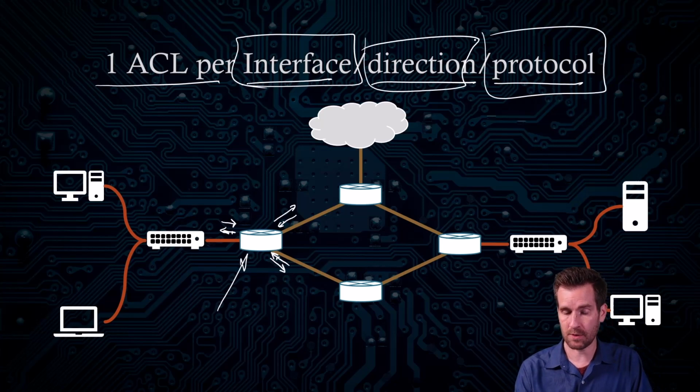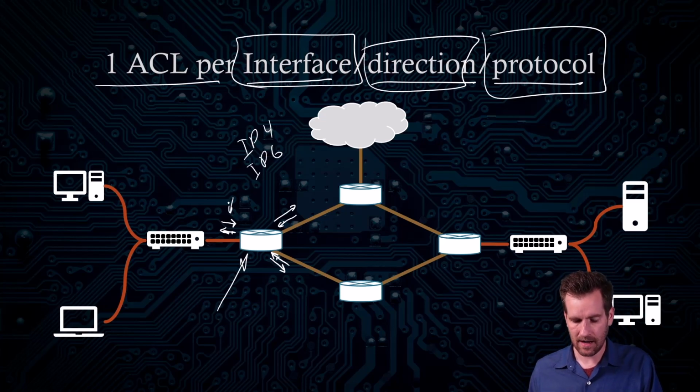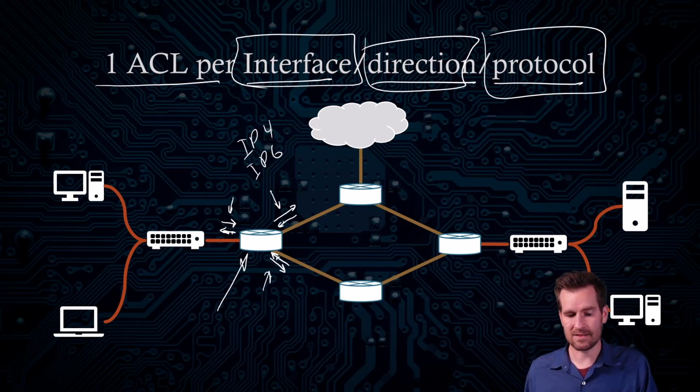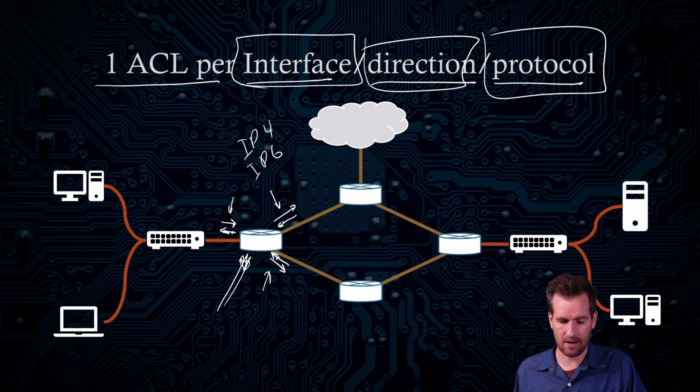We also have to have per protocol. An example of that would be IP version 4 and IP version 6. So for each one of these interfaces, I could have IP version 4 and IP version 6. Since we could do that for each of the directions, now I've got to take 6 multiplied by 2. I can have 12 different access control lists working all at the same time on this router. So 1 access control list per interface, per direction, per protocol.